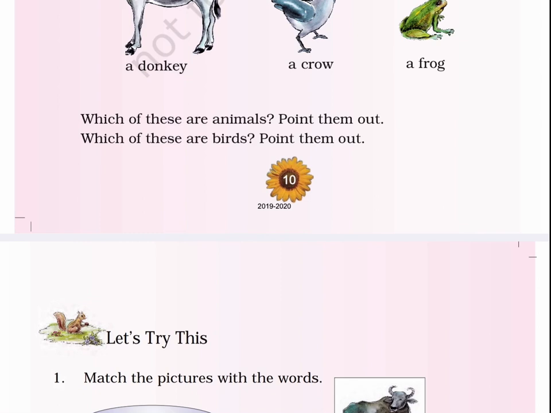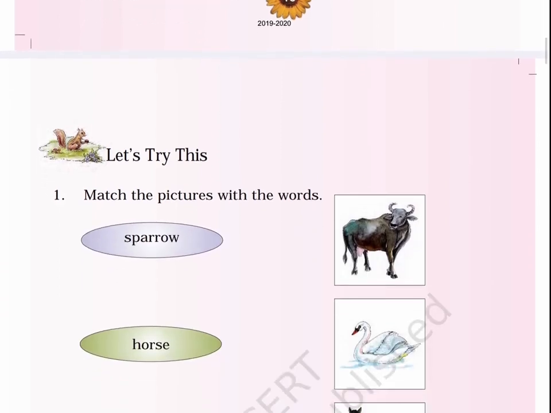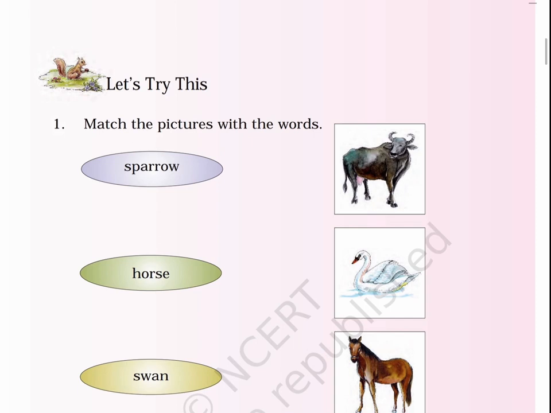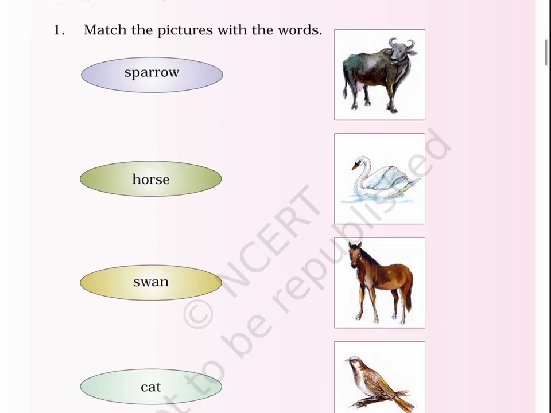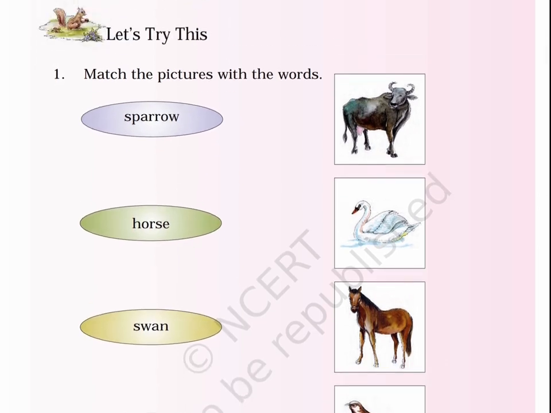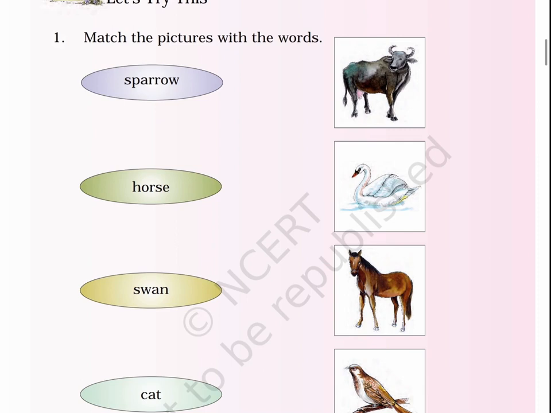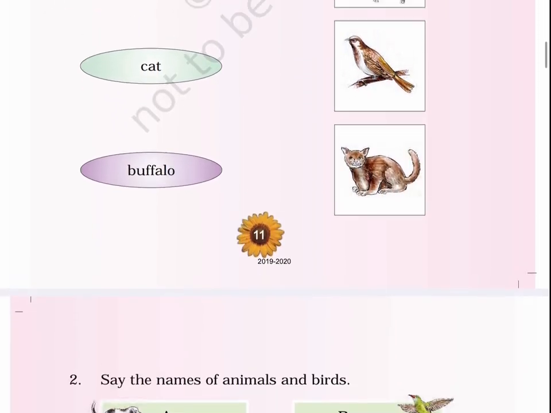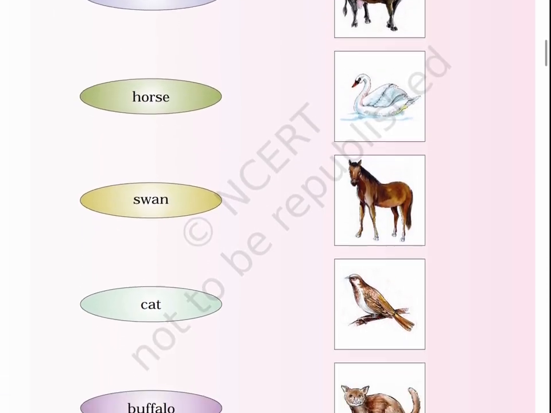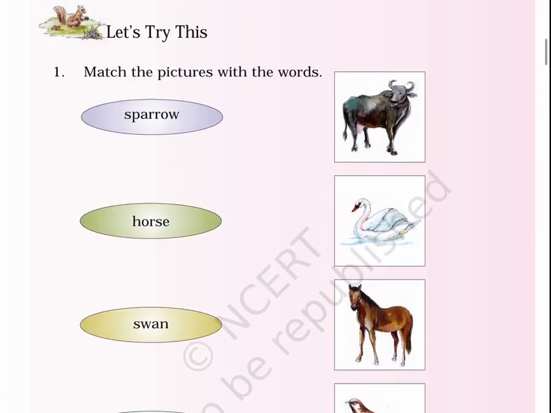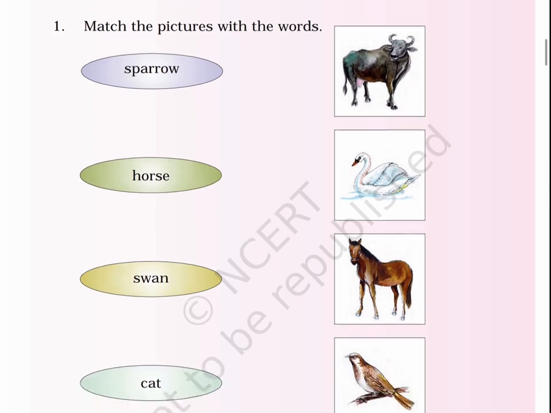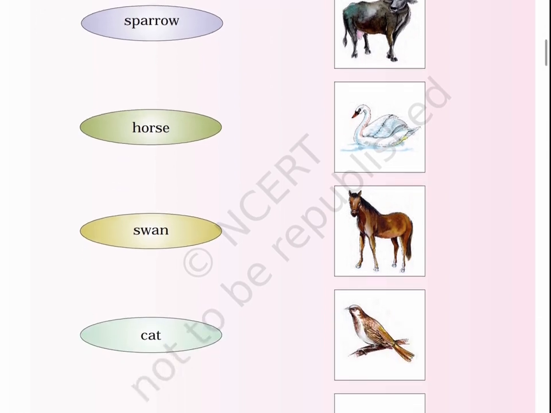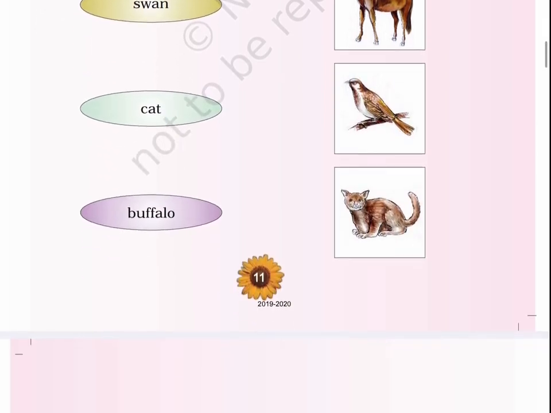Page number 11. Let's try this. 1. Match the pictures with the words. On the left, there are the words sparrow, horse, swan, cat, buffalo. And on the right, there are pictures: a buffalo, a swan, a horse, a sparrow, a cat.